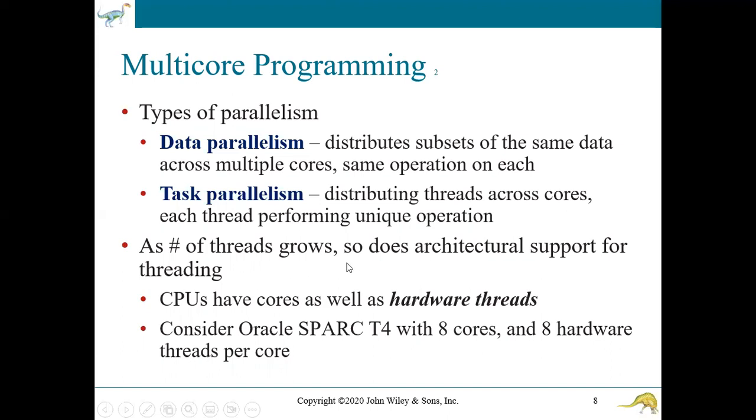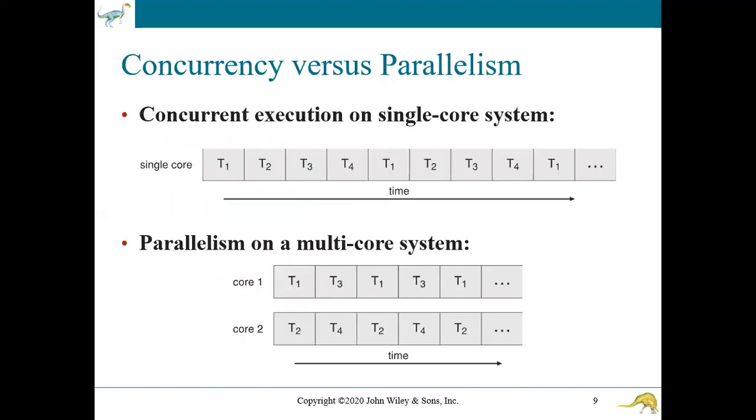So the number of threads is increasing, so you have to have some kind of support, right? CPUs have the core as well as the hardware thread. Hardware threads are executable threads. Say, 8 cores, 8 hardware threads. So the kernel threads map to hardware cores. With a single core, all of them are executing in sequence. With parallelism, because it's multi-core, dual core here, T1, T2 are executing and T3, T4 are assigned like that.